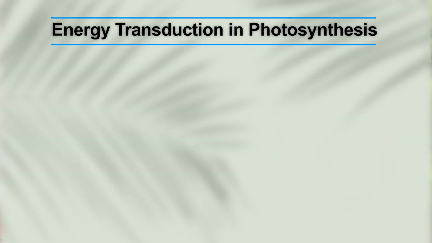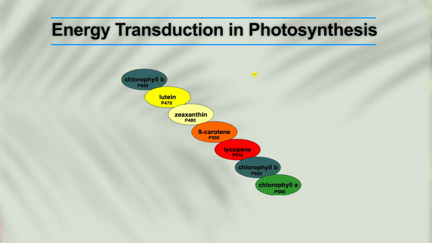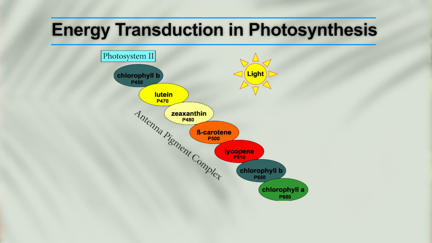Now let us talk about the energy transduction during photosynthesis. Actually, the photosystem 2, which has chlorophyll B or P450, is giving the electron to lutein or P470, then zeaxanthin P480, beta carotene P500, then lycopene P510, and then chlorophyll B, which is P650, and finally it comes to chlorophyll A, which is P680.